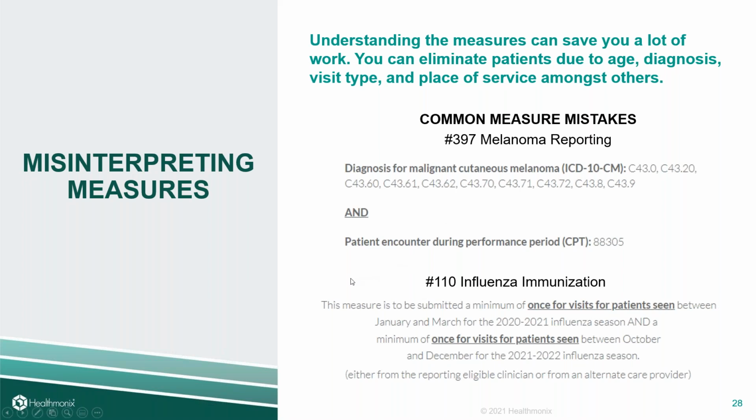Measure number 110 is a very interesting one because it's very popular and has changed so much since the beginning of the program when it comes to when you have to ask it, how often, and so forth. This measure must be submitted at least once per patient seen between January and March, and also seen once again between October and December of the flu season. You need to have both of those, either from the reporting eligible clinician or from an alternate care provider. So they need to have asked these questions twice during the year. Very interesting how the flu vaccine works and how many people don't understand that that's how it works and sometimes are caught off guard at the end of the year when they go to report.